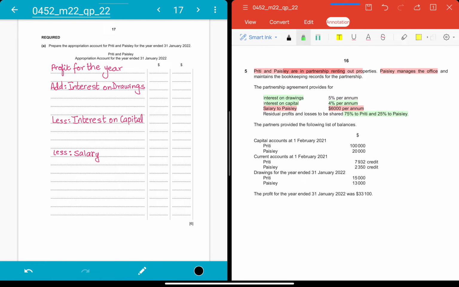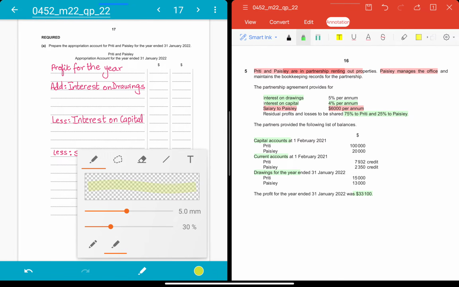Then we have been given the balances of the capital accounts, current accounts, drawings for the year, and the profit for the year that is coming from the income statement. This is the profit for the year coming from the income statement. The first part is that we have to make the appropriation account.